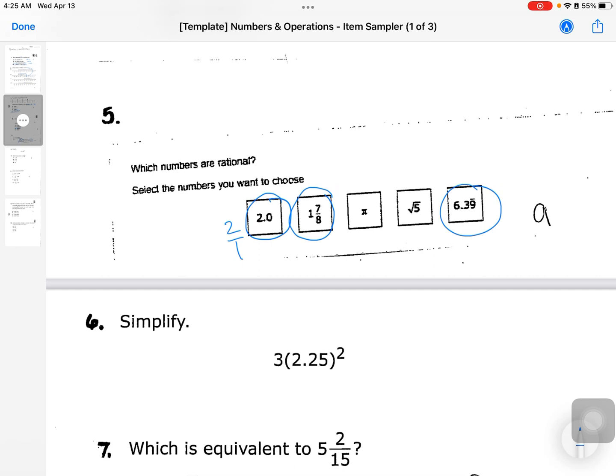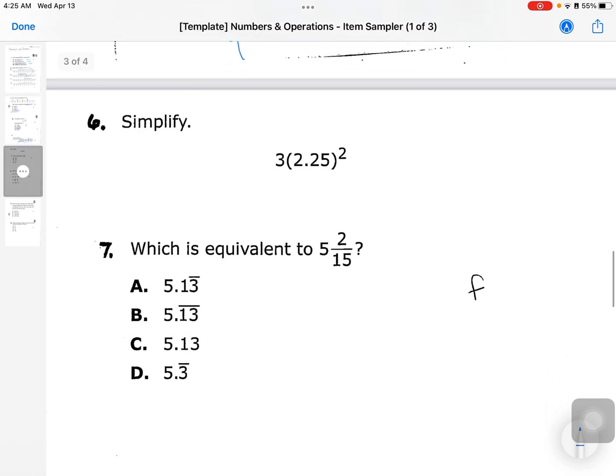So now we have pi and the square root of 5. We know that pi is irrational. That's a pretty common one. I want you to put the square root of 5 in your calculator and tell me, is it rational or irrational? If you said irrational, you would be correct.